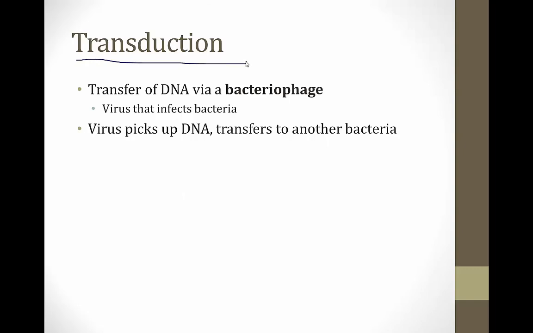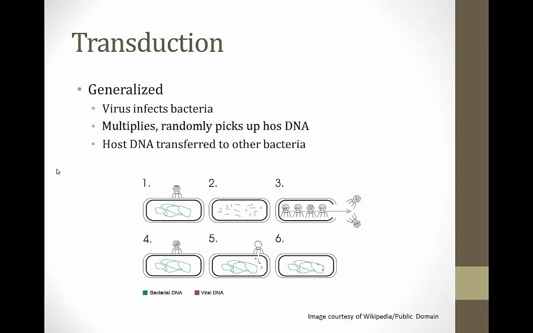And this is transfer of DNA via a bacteriophage, which is a virus that infects bacteria. So the virus picks up DNA and then transfers it to another bacteria. There are two subtypes of transduction that you should know about, and the first type is called generalized, and that's the easiest type to understand. This is when the virus infects a bacteria, it multiplies inside the bacteria and randomly picks up host DNA, and then the host DNA gets transferred to other bacteria. And there's a depiction of that on the screen here.